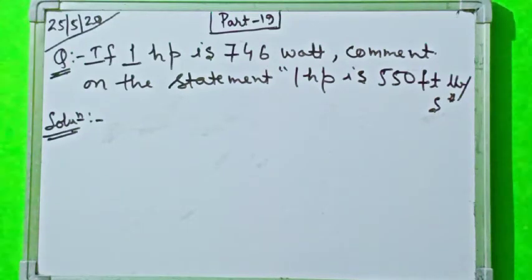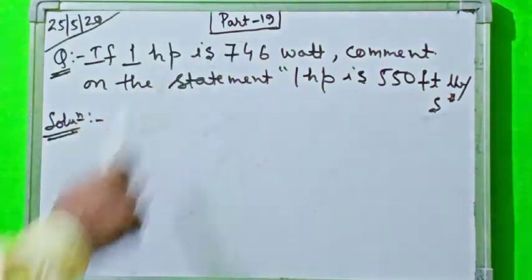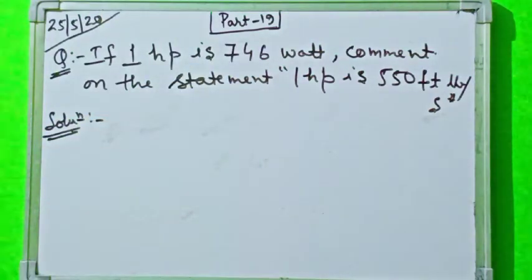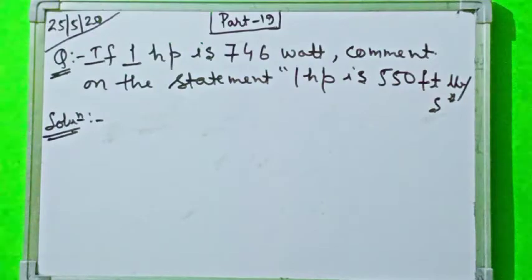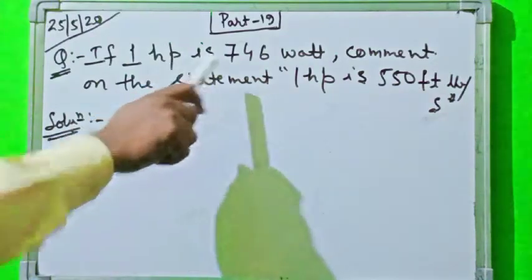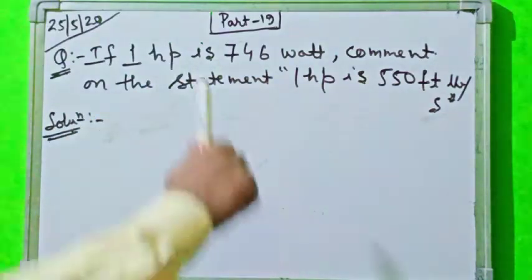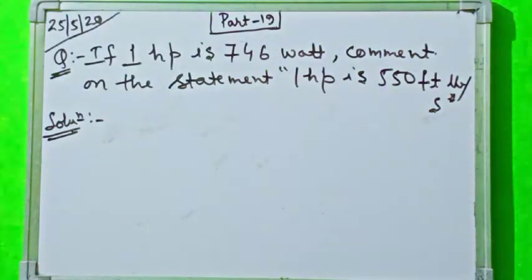So, a very good question in front of you. If 1 horsepower is equal to 746 watt, then comment on the statement 1 horsepower is equal to 550 foot pound per second. It is the commercial unit of power, horsepower, equal to 746 watt, and you have to convert it into the British system of units, that is the foot pound second system. So look at how we are solving it.